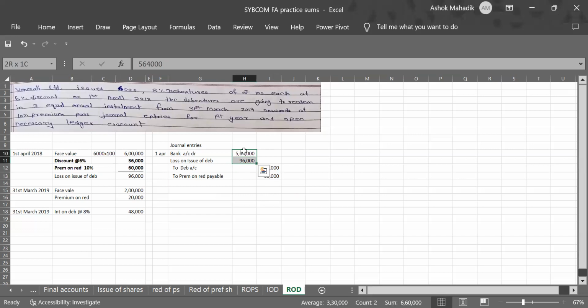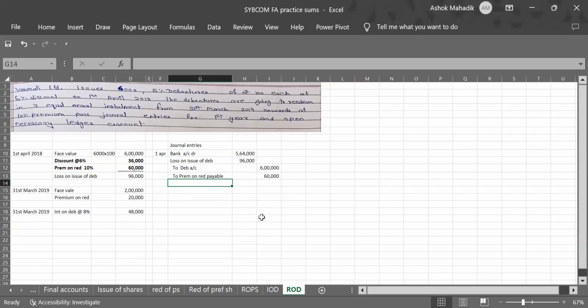Clear? To debentures. Against debentures, always write face value. I told you. And to premium on redemption, how much is payable? 60,000. I hope this is clear, students. So now the day one entry is over.